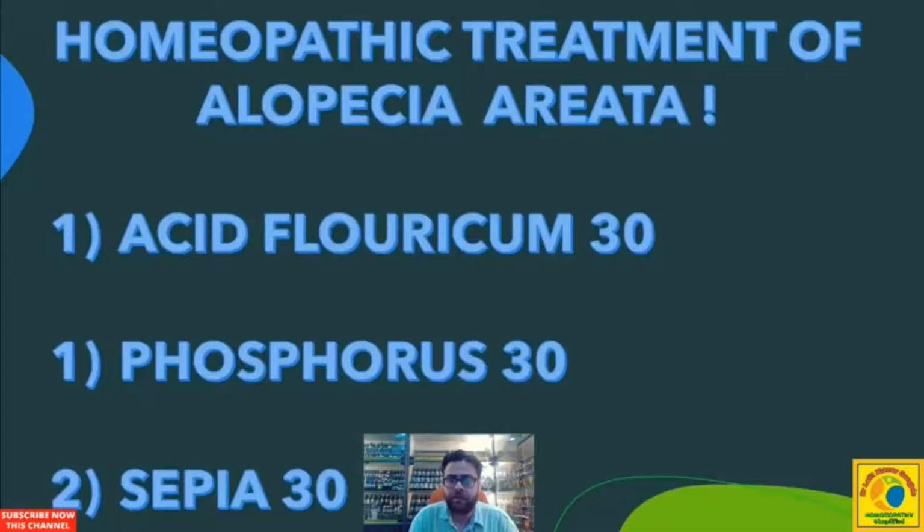Now next, without wasting any time, and since we want to keep this video short, the homeopathic treatment of alopecia areata. Here are the three medicines. The first one is Acidum fluoricum, or fluoric acid 30. The second one is Phosphorus 30, and the third one is Sepia 30.